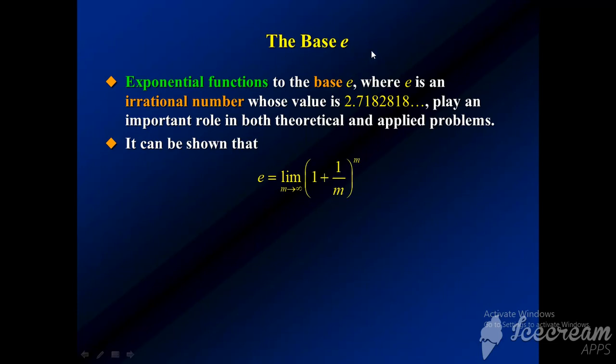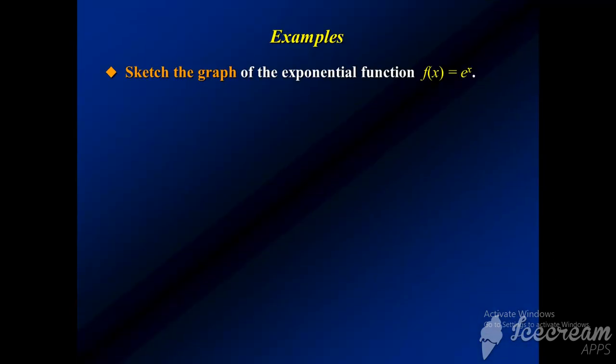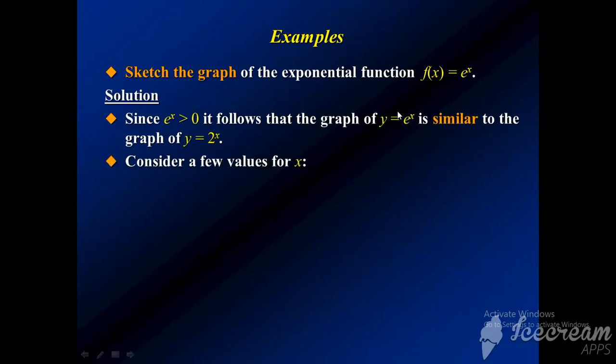Now, the standard form of the exponential function is with the base e, where e is a constant, 2.7182818. This is derived from the limit as m tends to infinity of (1 + 1/m)^m. This is the formal definition of e. e is a constant number, and if we use this base e, this is known as the standard form of the exponential function. And the graph of e^x also will be above the x-axis.